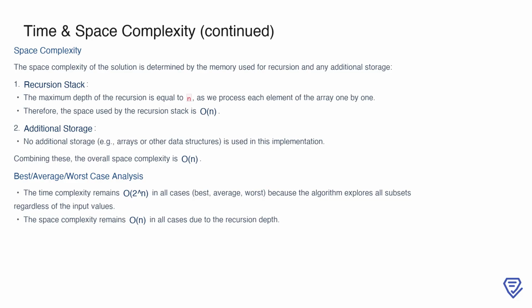In this specific implementation, no extra storage structures, such as arrays or lists, are used to keep track of subsets. This means that there is no additional memory overhead beyond the recursion stack. Combining these two factors, the overall space complexity is O(n). As for the best, average, and worst-case scenarios, both the time complexity and space complexity remain consistent. The algorithm explores all subsets regardless of the input values, so the time complexity is always O(2^n), and the space complexity remains O(n) in all cases.